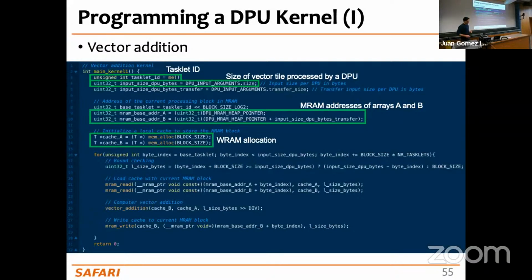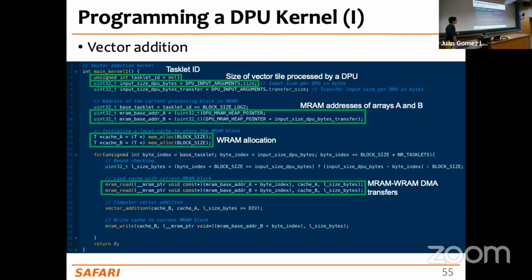Next thing to do is to distribute the whole computation over the multiple tasklets. And that's what we do here. Observe that there is a base address for each tasklet, and observe that after each iteration, we are updating this byte index by the number of tasklets and the block size that each tasklet operates on in each iteration.